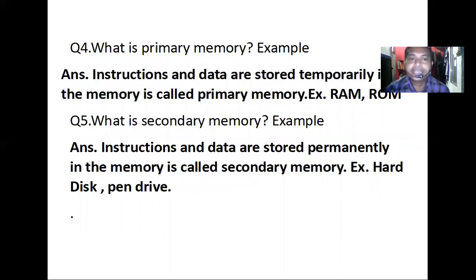What is secondary memory? The memory in which instructions and data are stored permanently is called secondary memory. Example: your hard disk, pen drive, etc.